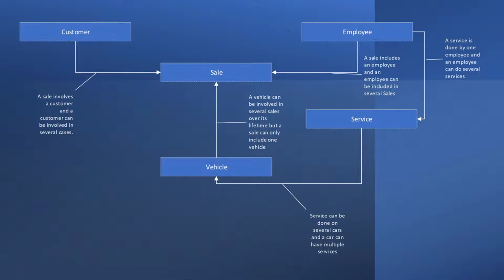So we've got the fact that a sale involves a customer, and a customer can be involved in several sales. A vehicle can be involved in several sales over its lifetime, but a sale can only include one vehicle. Service can be done on several cars, and a car can have multiple services. A sale includes an employee, and an employee can be included in several sales. And a service is done by one employee, and an employee can do several services. There are our relationships and our restrictions on these relationships.